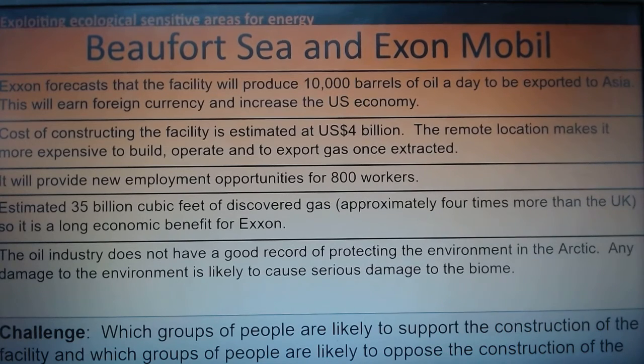Now, what we're going to look at is that the oil industry does not have a good record of protecting the environment in the Arctic.